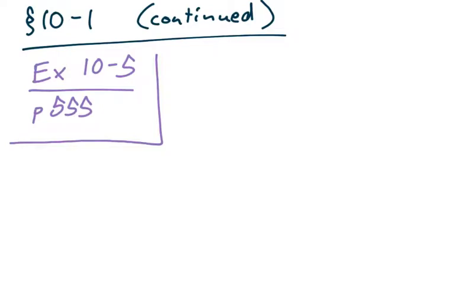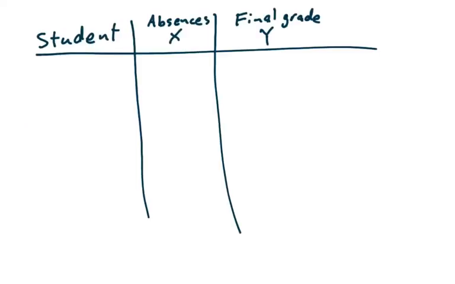So we're looking on page 555, and here it says to compute the value of the linear correlation coefficient, also known as the PPMC, for the data obtained in the study of the number of absences and the final grade of 7 students in the statistics class that was given in example 10-2. So the first thing that we were going to do there is to go ahead and create a table and record the data.